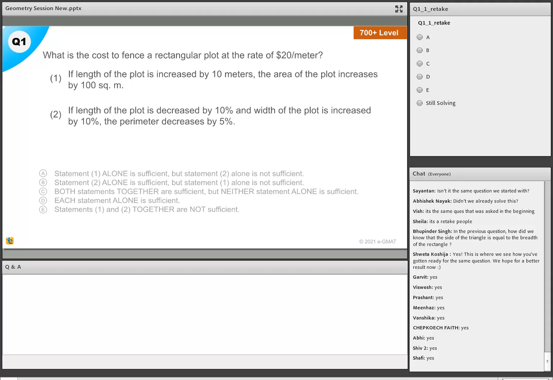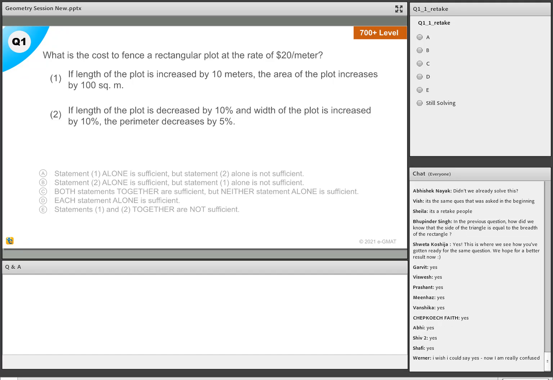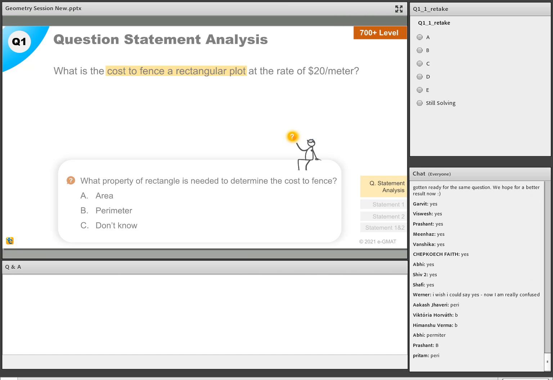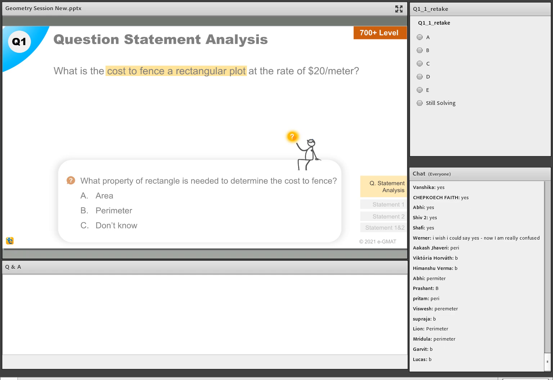So let's get started with this one. What do I need to find out? What is the cost to fence a rectangular plot at the rate of $20 per meter? So I need to find out the cost to fence. So what do I essentially require? Do I require area, perimeter, or I don't know? What do I require? I require the perimeter, right?